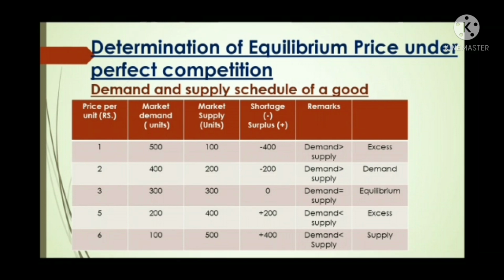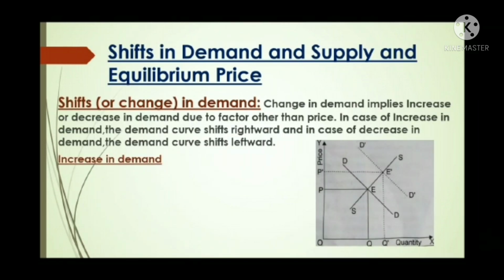Next, shift in demand and supply and equilibrium price. Shift in demand. Change in demand implies increase or decrease in demand due to factors other than price. In case of increase in demand, the demand curve shifts rightward, and in case of decrease in demand, the demand curve shifts leftward. A change in demand while supply remains the same leads to change in equilibrium price and quantity.